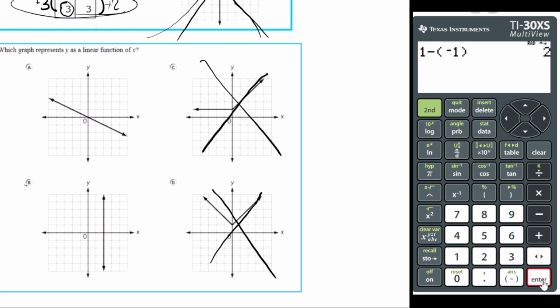But the trick with B is that B is not a function because it fails the vertical line test. If you were to take a vertical line and bring it over B, it fails because it's always touching. Here, it passes the vertical line test. So that's all good. So it is A, not B. It has to be both linear and a function.